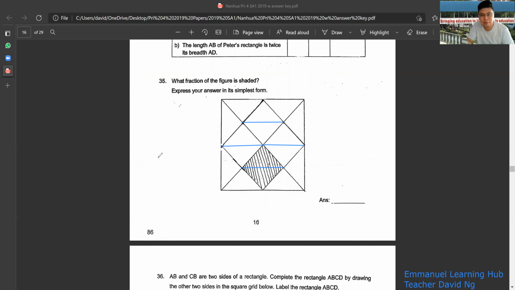There are 8 squares. Okay, let's count together. 1, 2, 3, 4, 5, 16. Because there are 8 squares, times 2 equals how many triangles? How many triangles are shaded? 2.